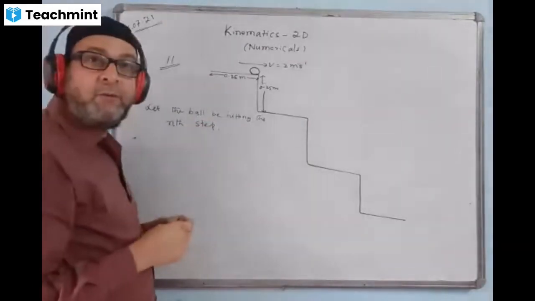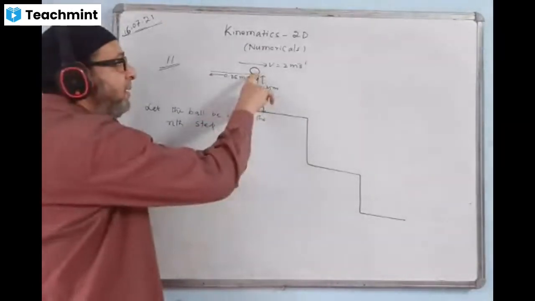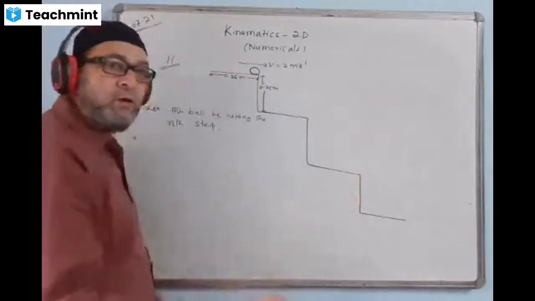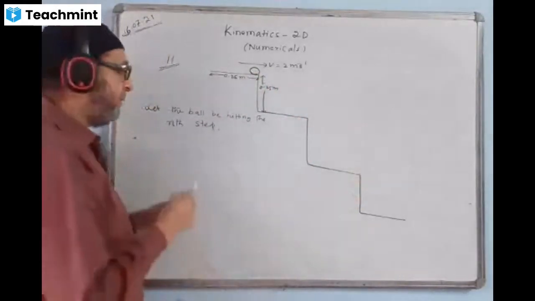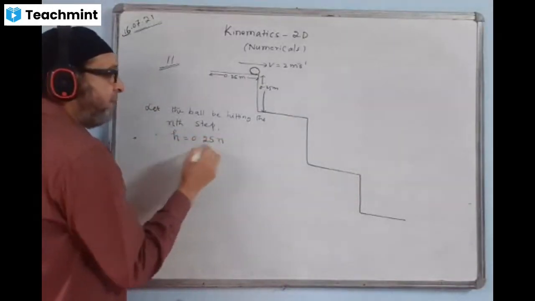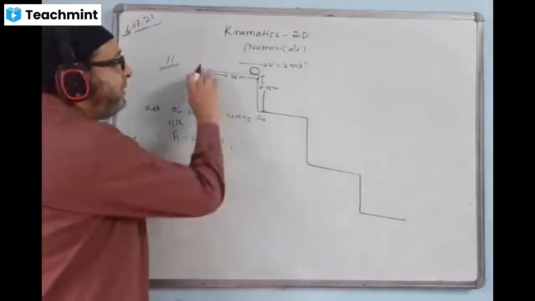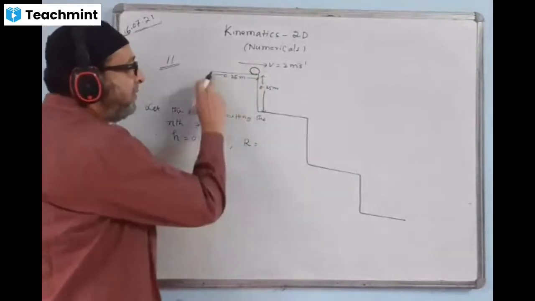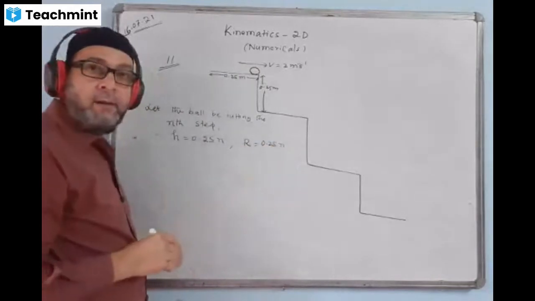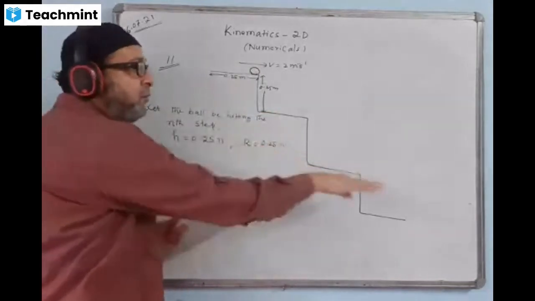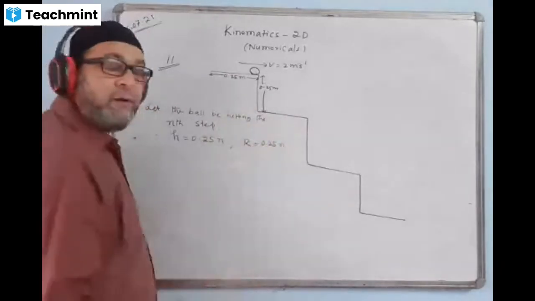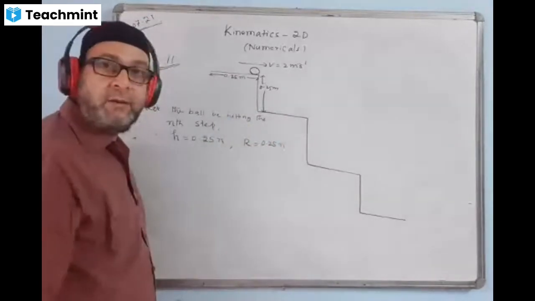In that case, what will be the height of its fall? This is 0.25, this also is 0.25, 0.25, 0.25. That is 0.25 n. Therefore, you can write here h value will be 0.25 times n. And what will be the range? Range means horizontal distance covered. That will also be 0.25 n. We don't know which step, so n into 0.25 will be the total horizontal distance covered.